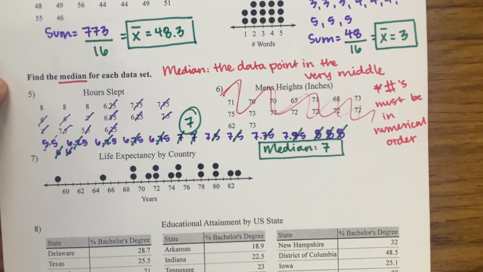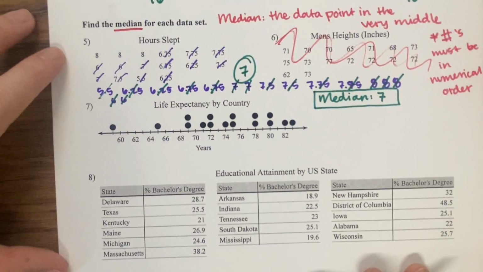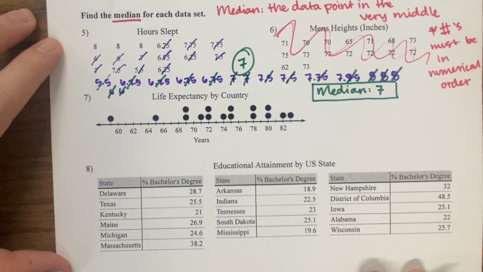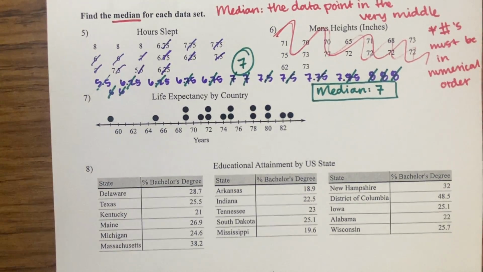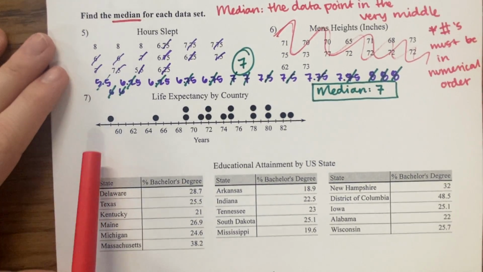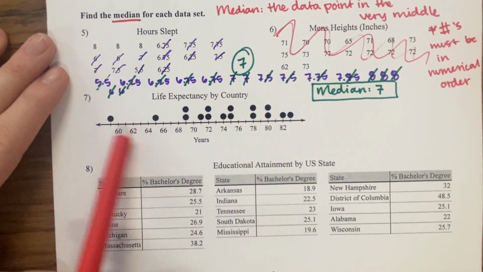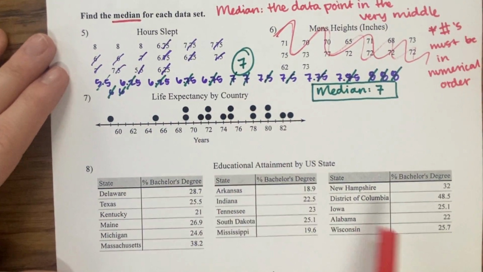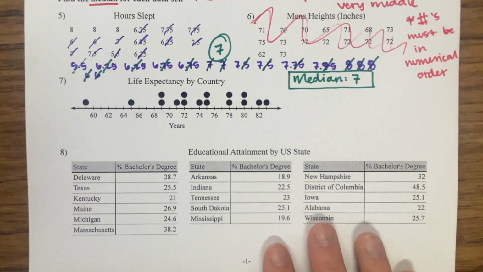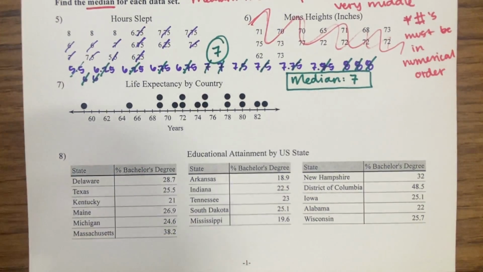Okay, beautiful. Let's go ahead and do number 7. Okay, so let's see. First, they're given in dot plots, and this is actually kind of nice because this number line is given in numerical order. So we can really quickly just write out these numbers in numerical order.